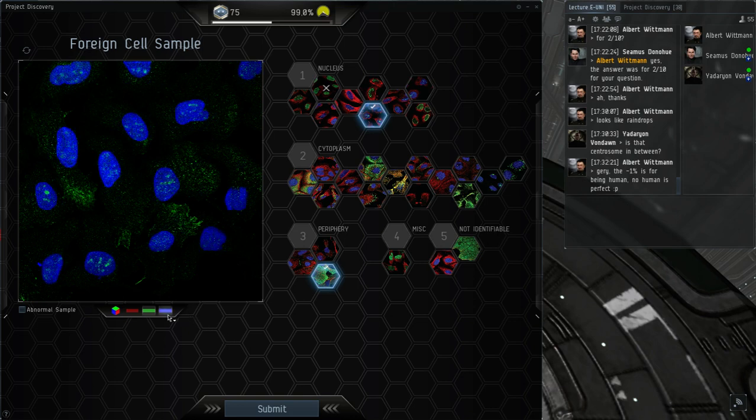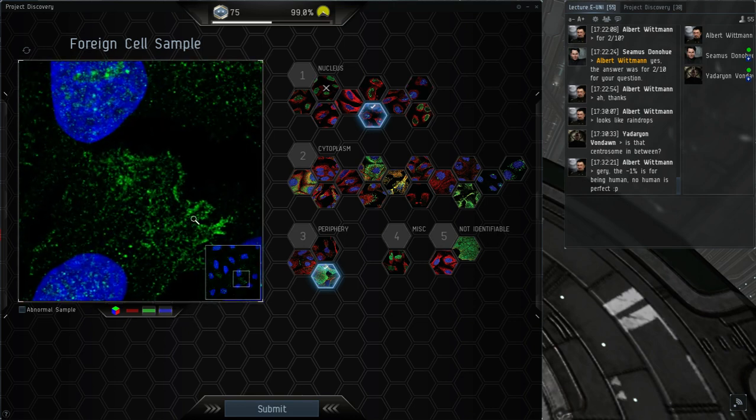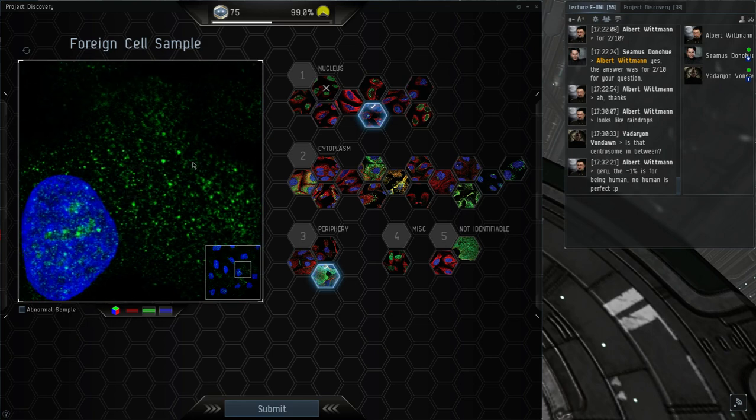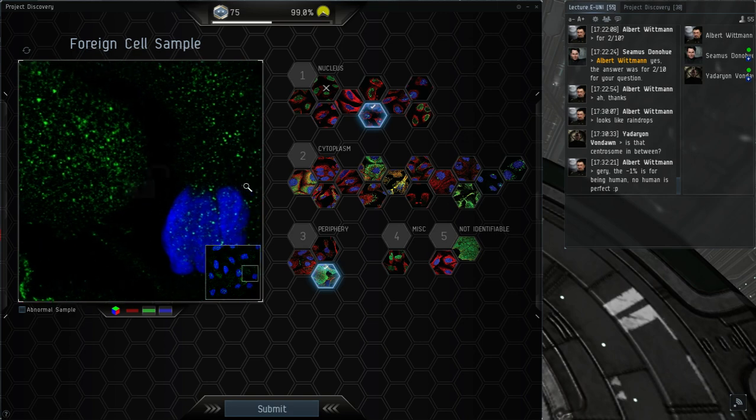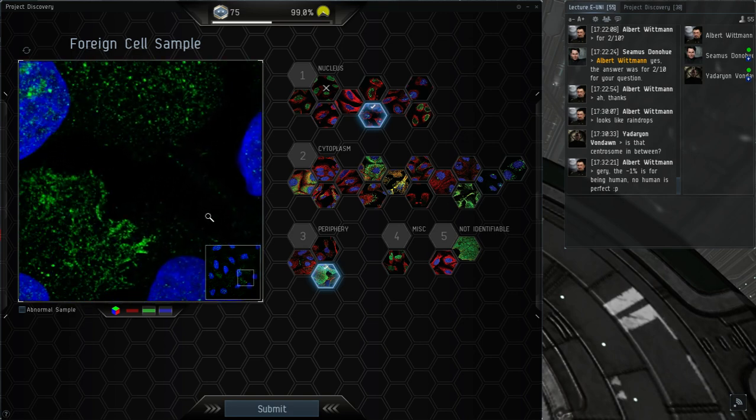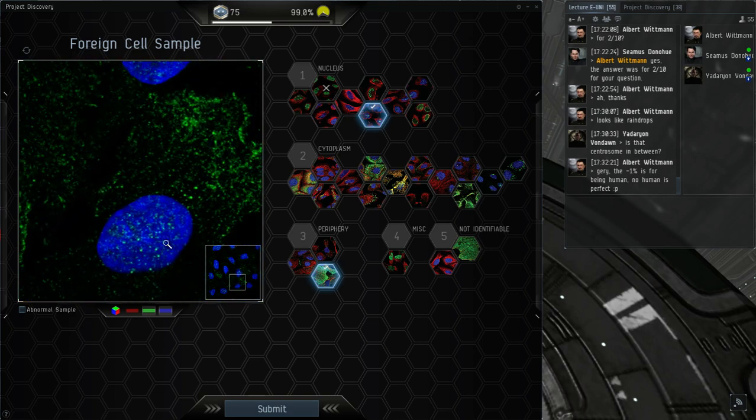I do not think that this is vesicles. You see some spots here, but they're really all over the place. They don't really look distinct. It's more like a background staining.